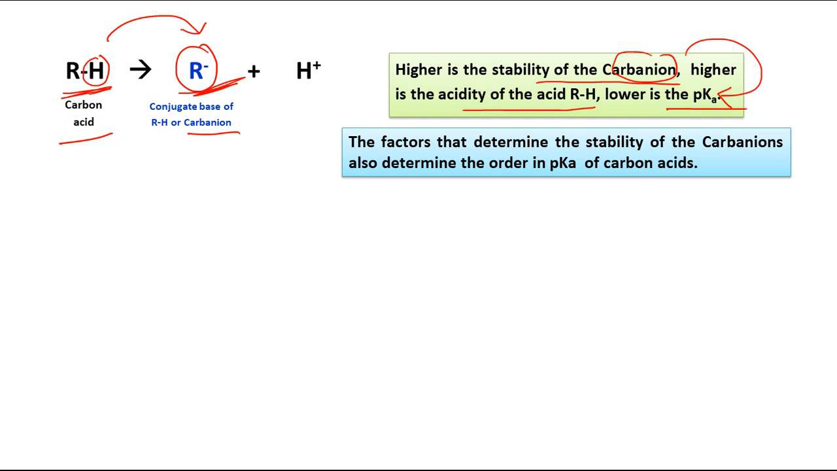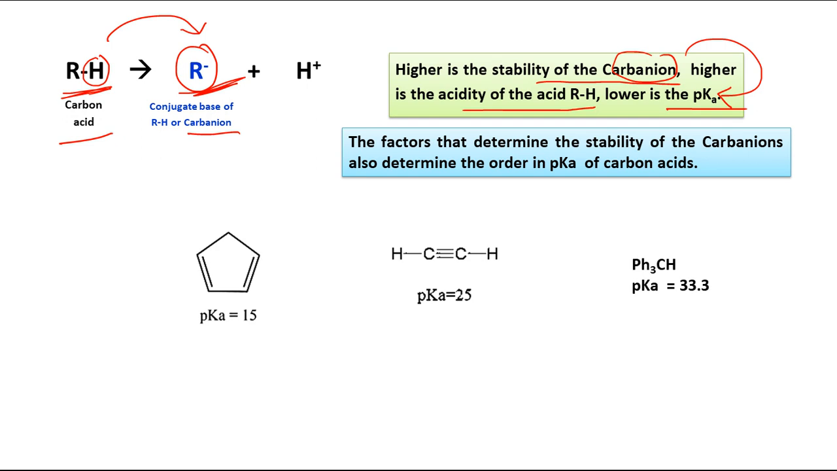Now if we say in reverse order, if we make the statement that we know the pKa values of carbon acids, then from pKa we can also predict the stability of carbanions, because if we find pKa from data, then we can understand the stability of the carbanions.